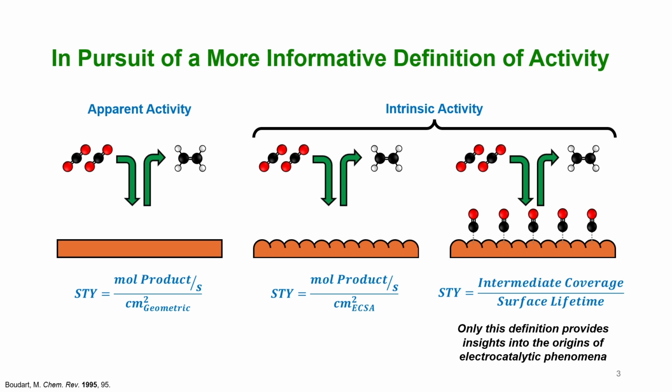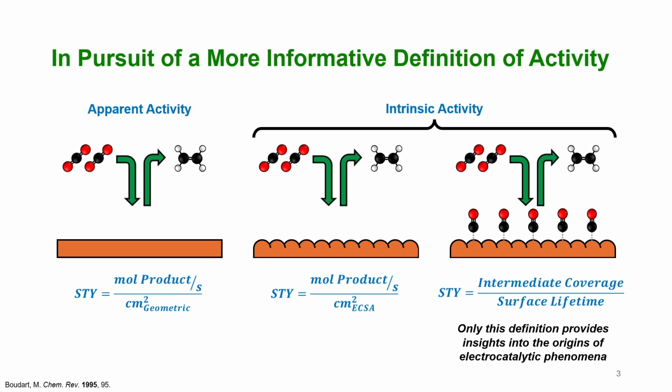Generally, there are two reports of catalytic activity in literature. The first is an apparent activity, and this is a product generation rate normalized by something like a geometric area. This is a great report for comparing catalysts across different research groups, and to understand general performance of the cell itself. But actually understanding fundamental origins via this apparent activity report is not very ideal, because you're not understanding the structure of the surface by any means.